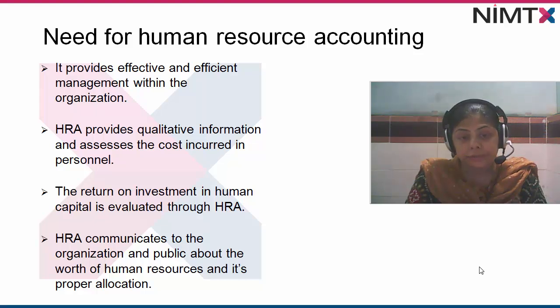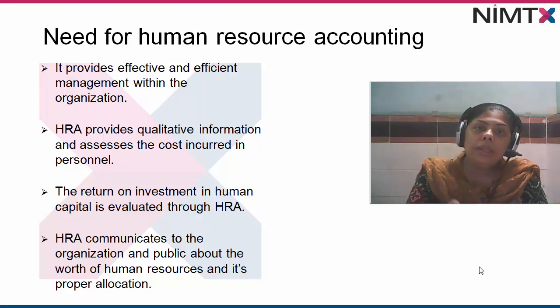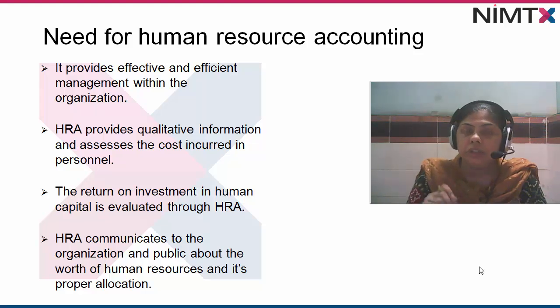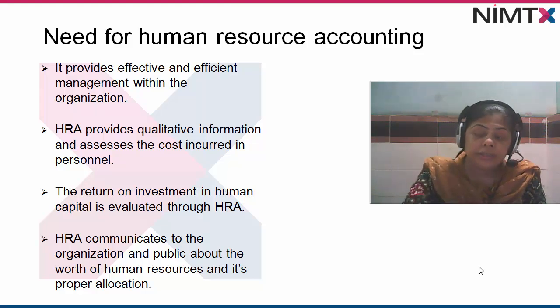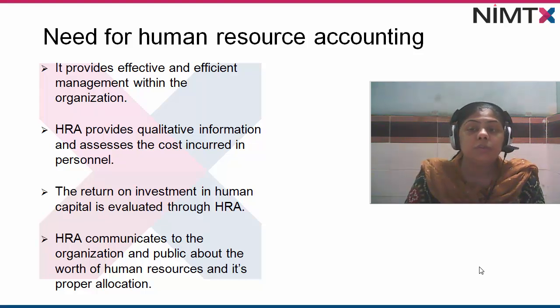HRA communicates to the organization and public about the worth of human resources and its proper allocation. Yes, it does, because when you have it in the balance sheet, it would show the worth, because only assets and liabilities are considered and mentioned in the balance sheet. When you have human resources as well, these days organizations have started mentioning it. It shows its worth. These days companies have started to understand that employees are an integral part of an organization. Without proper allocation, you should know where the personal services of an employee can be used the best.